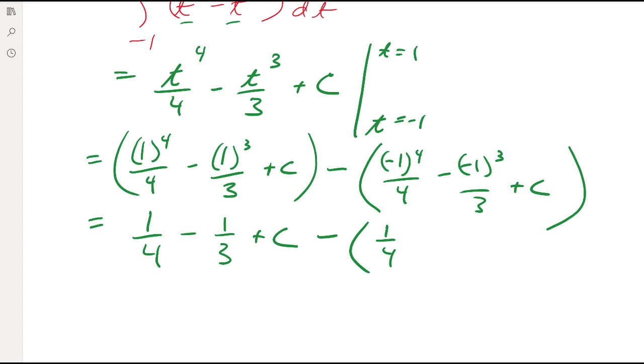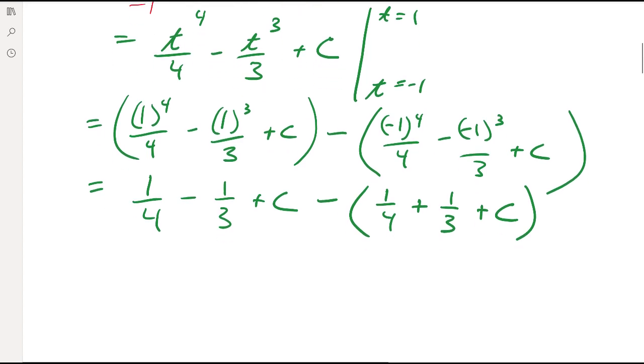Negative 1 to the third is a negative 1/3. But then since we're subtracting, it actually becomes a positive 1/3. So be careful with your symbols here. Plus c. One more time: that was a negative 1 to the third power, so that's a negative 1/3. But since we're subtracting a negative 1/3, it's the same thing as adding. All right, we're going to distribute the negative and combine like terms.